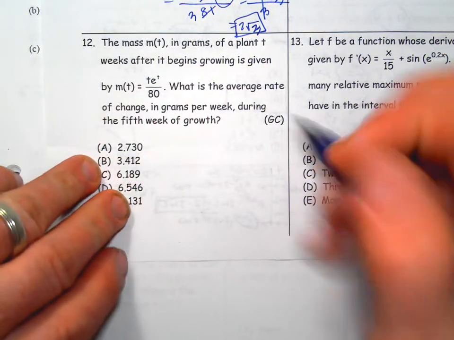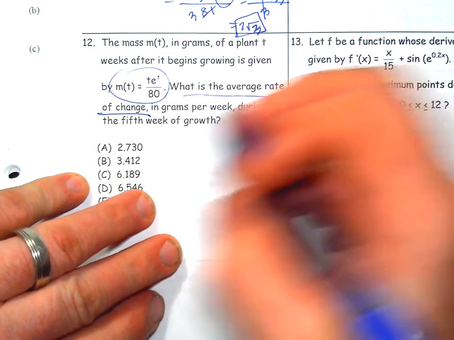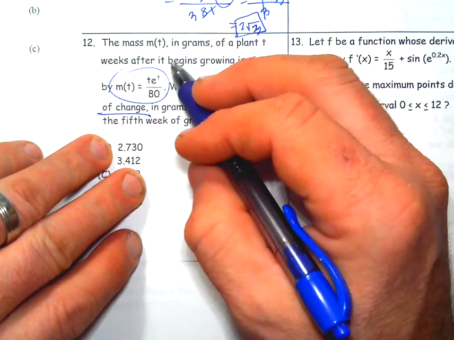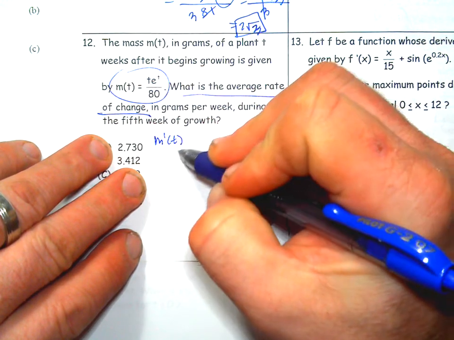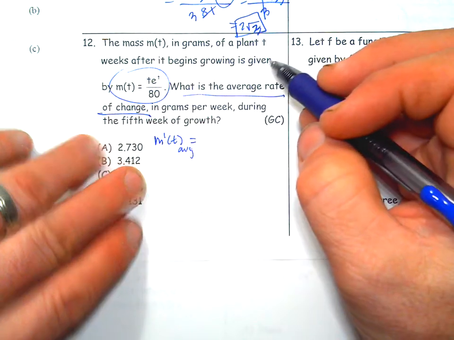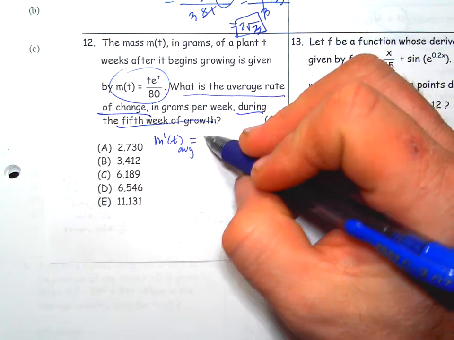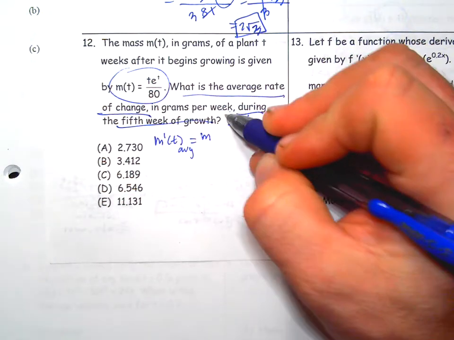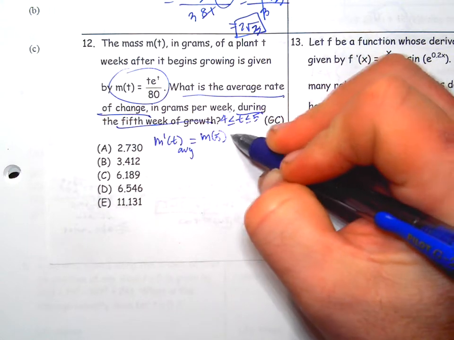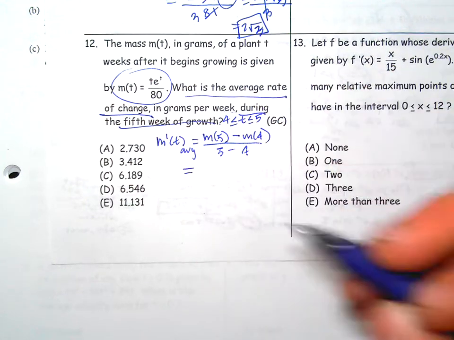Okay, 12. The mass m in grams of the plant t weeks after it begins growing is, so this kind of looks like some kind of growth thing. What is the average rate of change? So this is the mass. So we're looking for the average rate of change of m in grams per week during the fifth week. And t is in weeks, so during the fifth week would be between week 4 and week 5. So we do m(5) minus m(4) over 5 minus 4. And so we could use our calculator to do that.